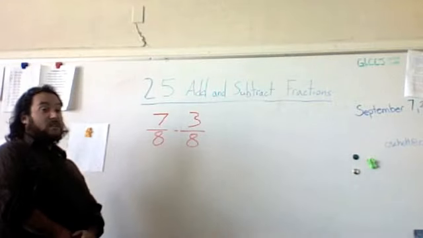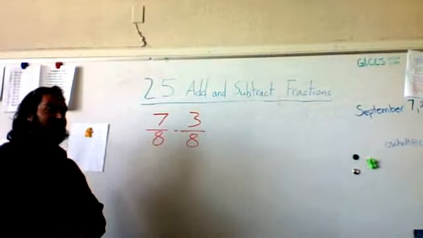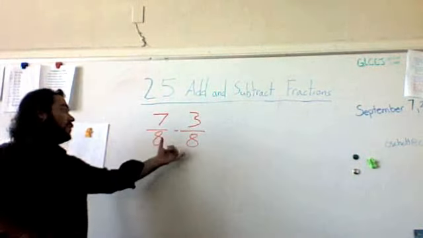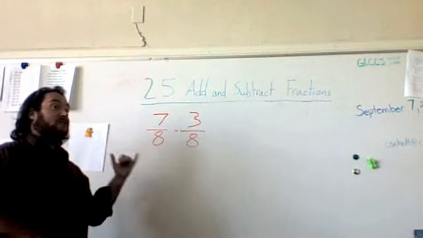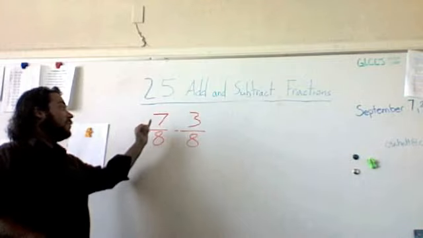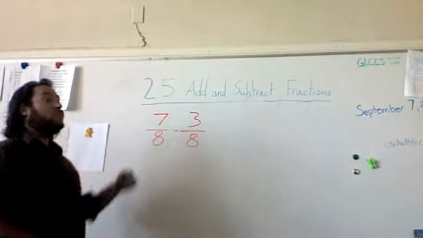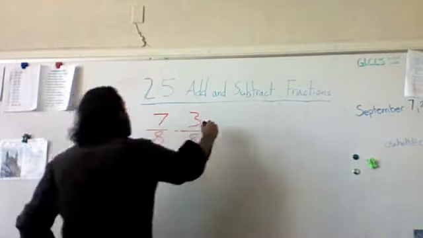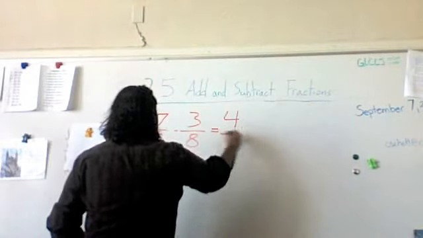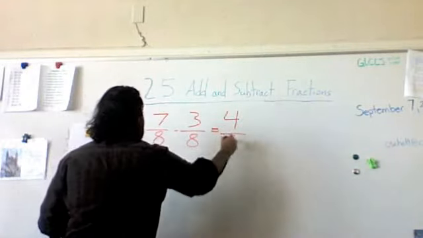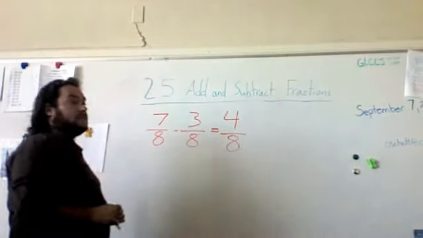Now let's try one that's a subtraction problem. The idea here is still exactly the same. The denominators are the same, which means we're allowed to add or subtract them. 7/8 minus 3/8, we just subtract our numerators. 7 minus 3 gives us 4. Our denominator stays exactly the same as an 8, 4/8.